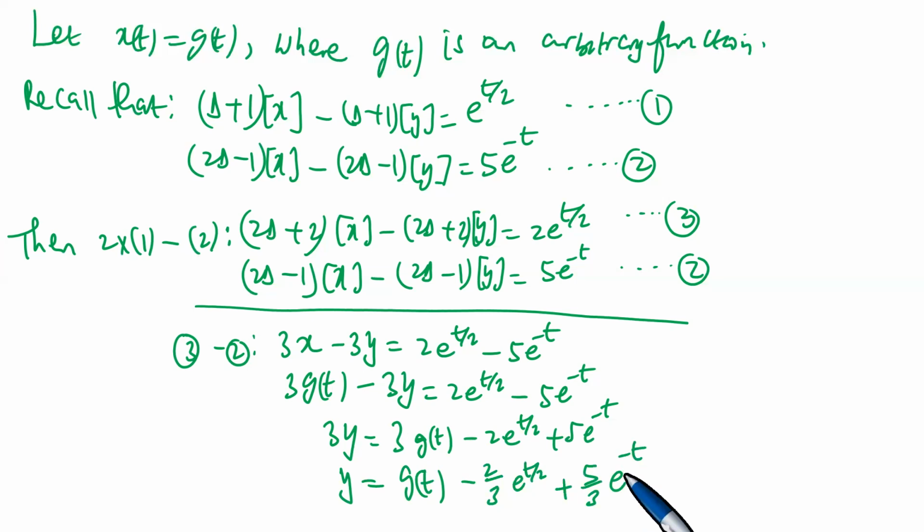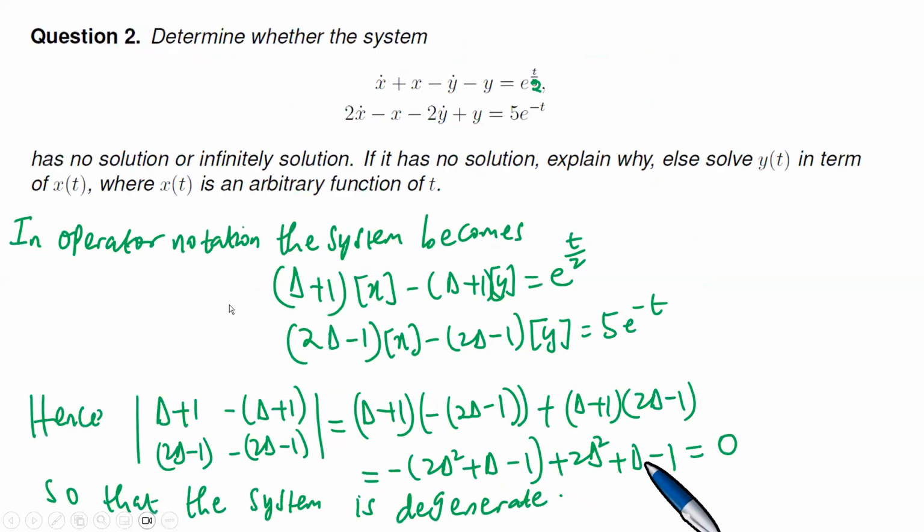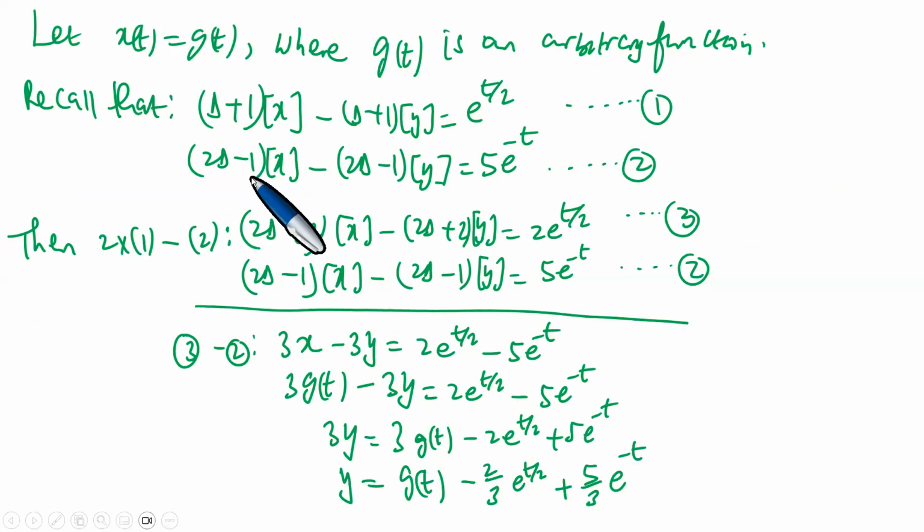Remember the question was that if it has no solution, explain why, else find y of t in terms of x of t, where x of t is an arbitrary function. Which is what we did. y of t is in terms of x of t, where x of t is an arbitrary function because of infinitely many solutions. Okay, so we are done there.